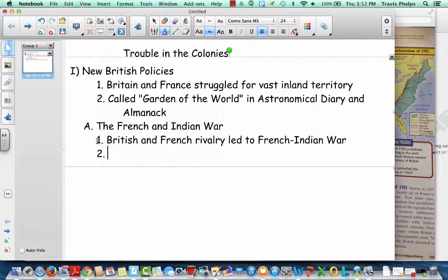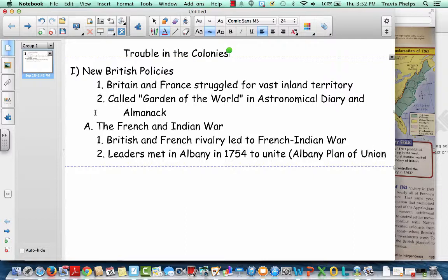Then the next thing that we really want to put out there is that leaders met in Albany in 1754 to unite. And then, in fact, I'm putting in parentheses here, Albany Plan of Union. And that goes on to the next line there because we don't want to have that over there. And I'm going to make one note here, and I will say it failed because they did not unite.